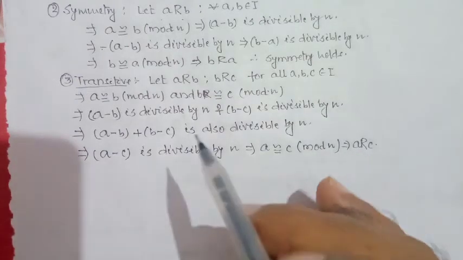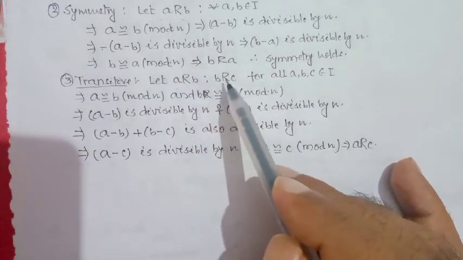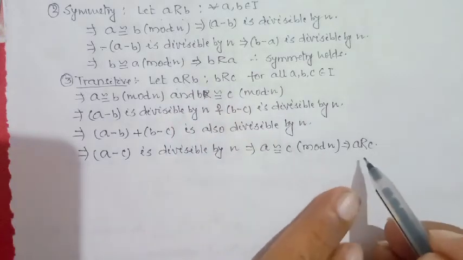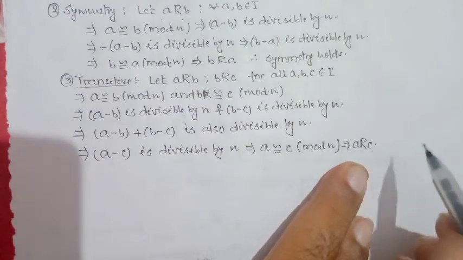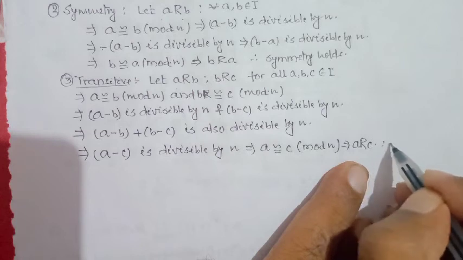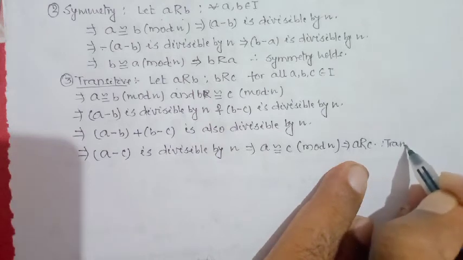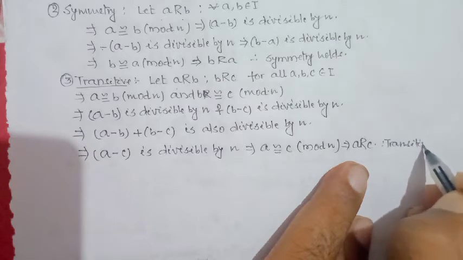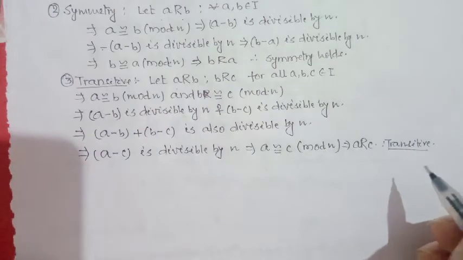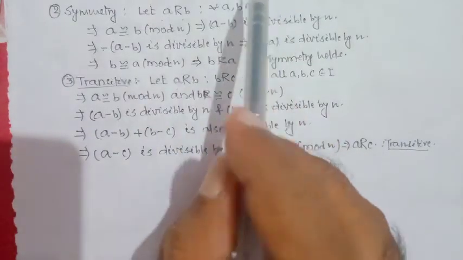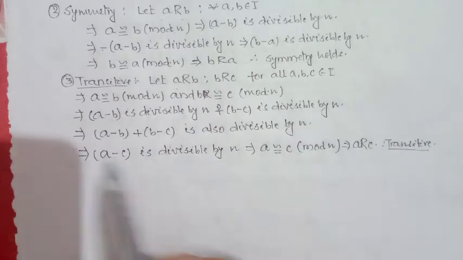So what we have seen: A is related to B, B is related to C, and we conclude that A is related to C. So it proves transitivity, it is transitive. So this given relation is reflexive, symmetric as well as transitive.